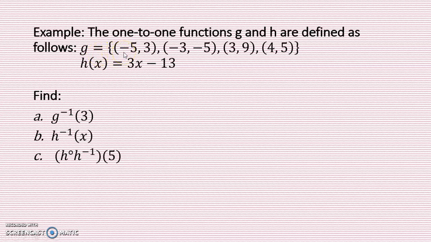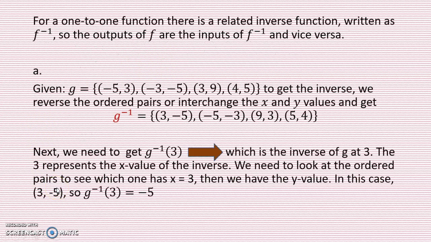to the set of (-5, 3), (-3, -5), (3, 9), and (4, 5). The equation h of x is equal to 3x minus 13. We will find a, b, and c in this problem. For a one-to-one function, there's a related inverse function written as f raised to the -1 power. So the outputs of f are the inputs of f raised to the -1 power and vice versa.